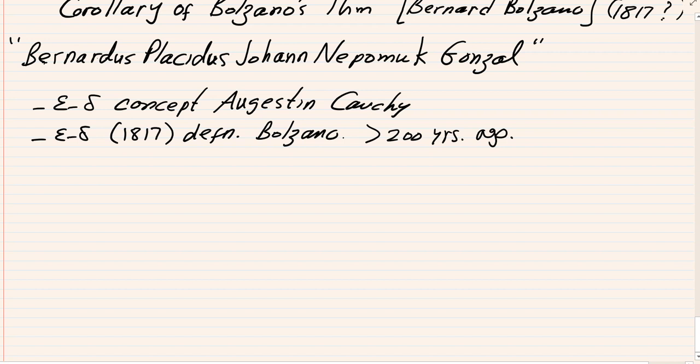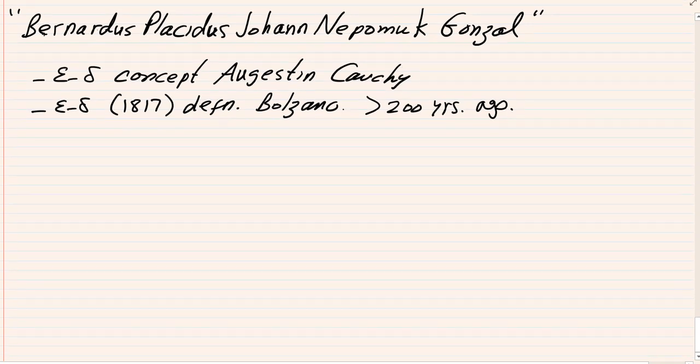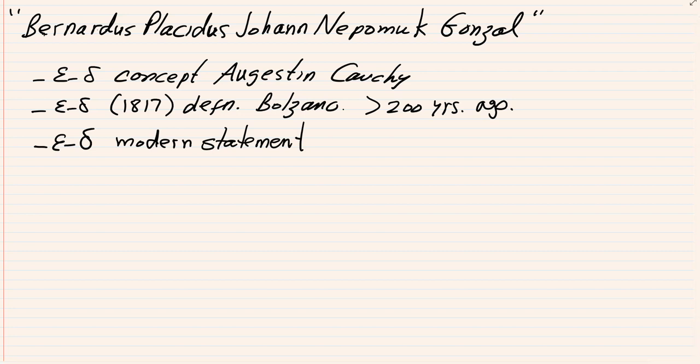Now, the modern statement that we talked about, for the absolute value of f of x minus L, absolute value of x minus a less than delta. That modern statement that we already know about was actually defined by Karl Weierstrass. So there you go, this is another mathematician, Karl Theodor Weierstrass.